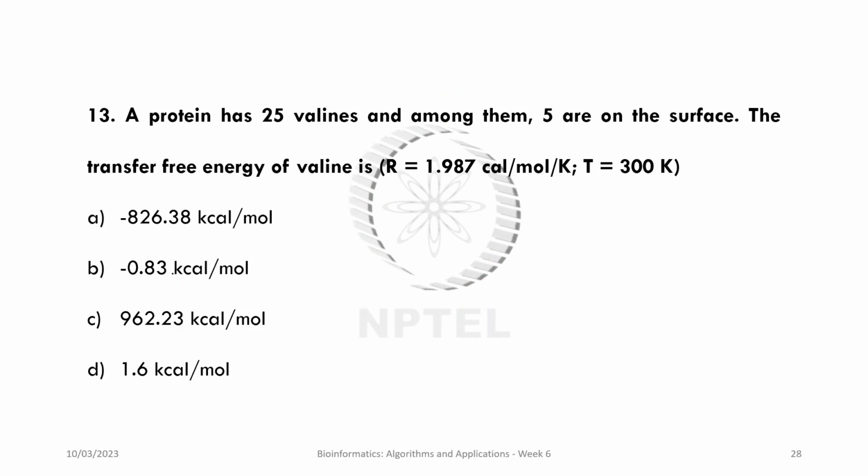Question 13. A protein has 25 valine residues, and among them, 5 are on the surface. The transfer free energy of valine is, where the gas constant is 1.987 calories per mole per Kelvin and the temperature is 300 Kelvin.